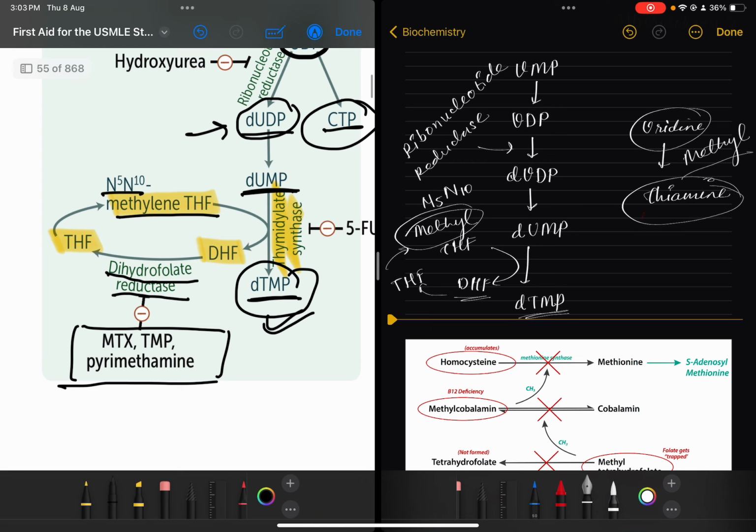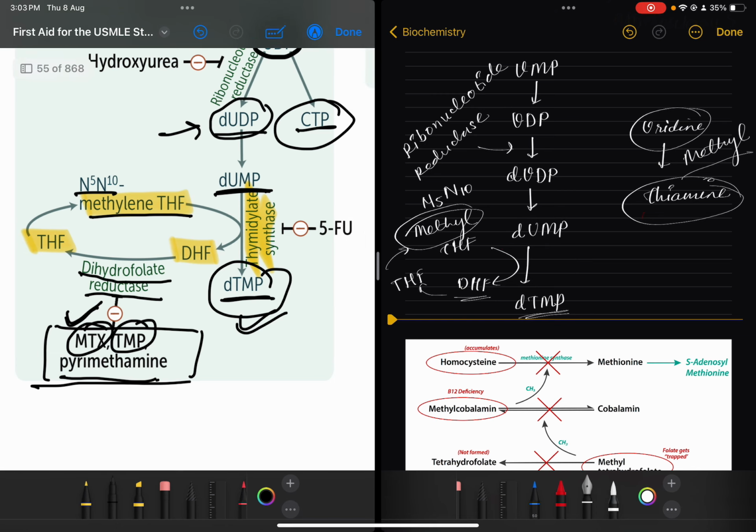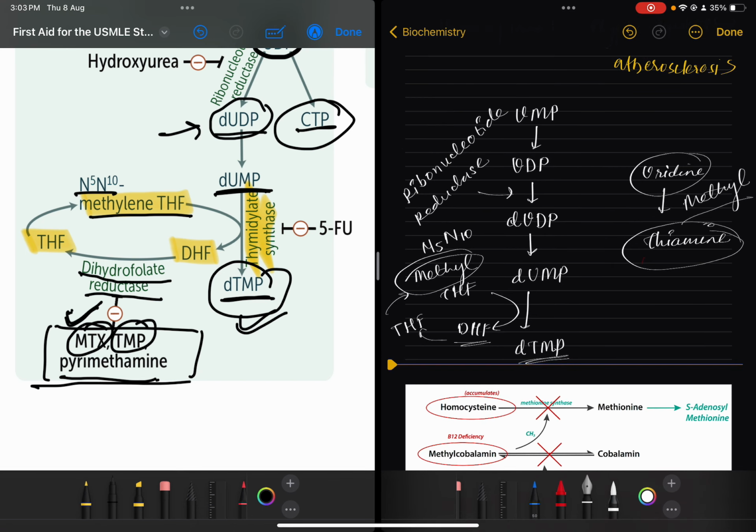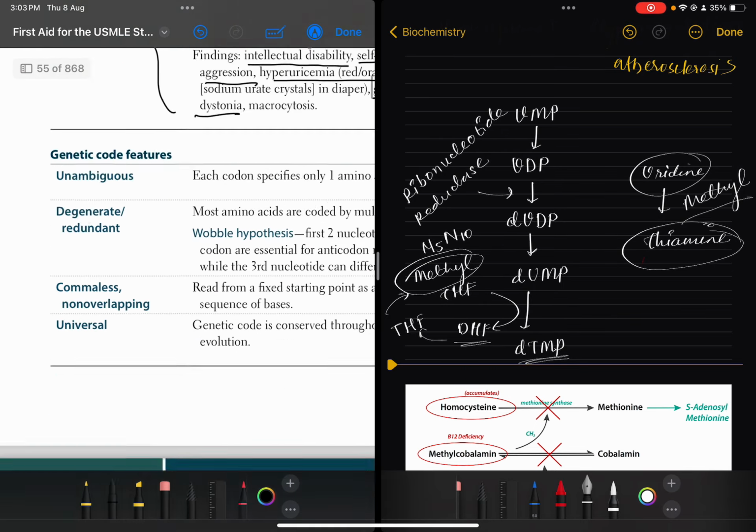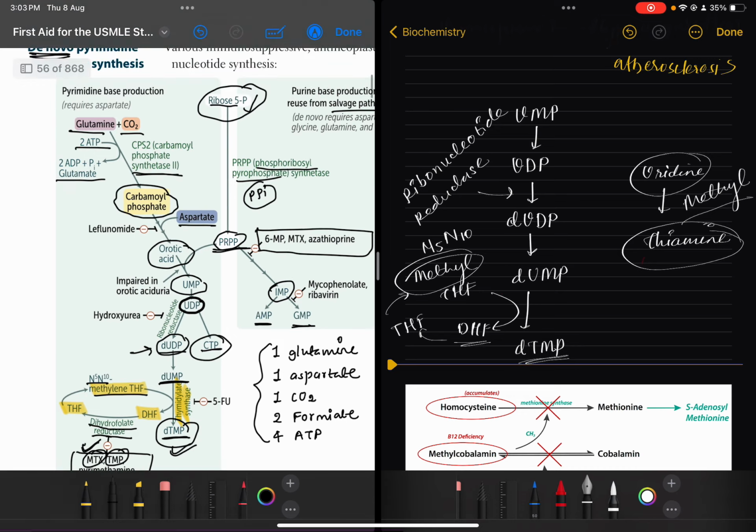Now there is an enzyme, dihydrofolate reductase, which will be inhibited by methotrexate, pyrimethamine and trimethoprim. That's why they all cause folate deficiency. We know that methotrexate use and trimethoprim use will cause folate deficiency. So this is the site of the mechanism here. This was the use of vitamin B9 in the DNA synthesis pathway.